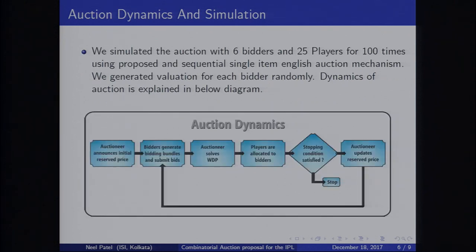For the auction dynamics, I simulated the auctions using 6 bidders and 25 players, 500 times. The auctioneer announces the initial reserve price, bidders generate their optimal bidding bundles using those reserve prices, then submit their bids. The auctioneer solves the winner determination problem, players are allocated, and a temporary allocation happens. If the stopping condition is satisfied, the auction stops; otherwise the auctioneer updates the reserve price, and this loop goes on until the stopping condition is satisfied.